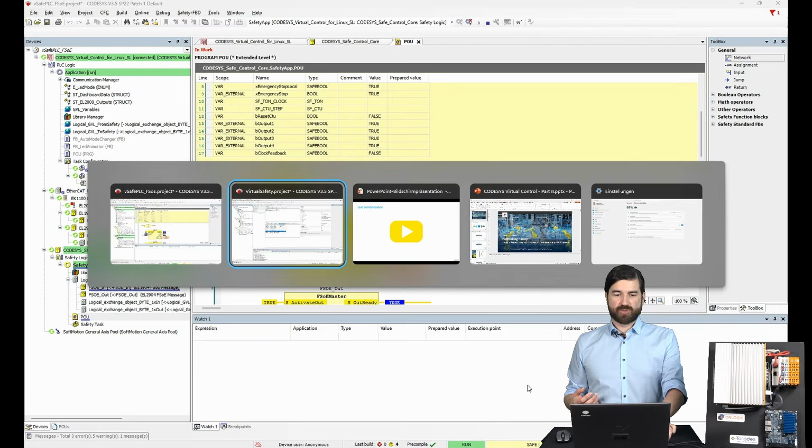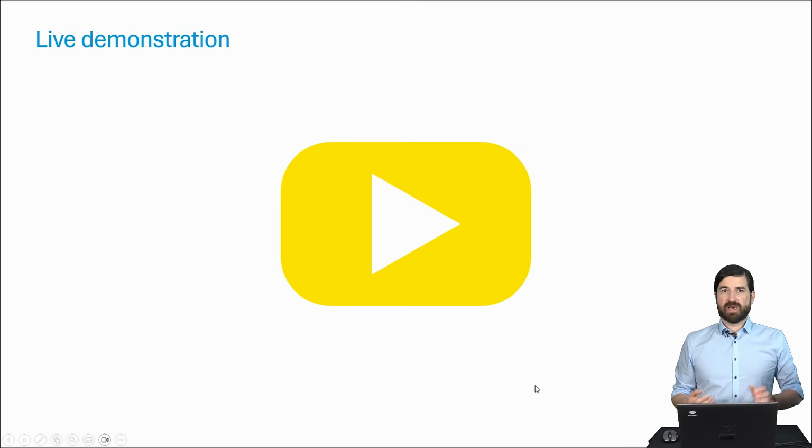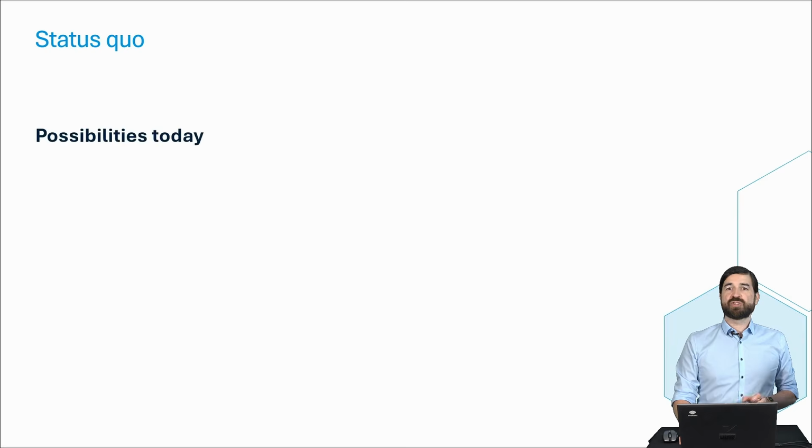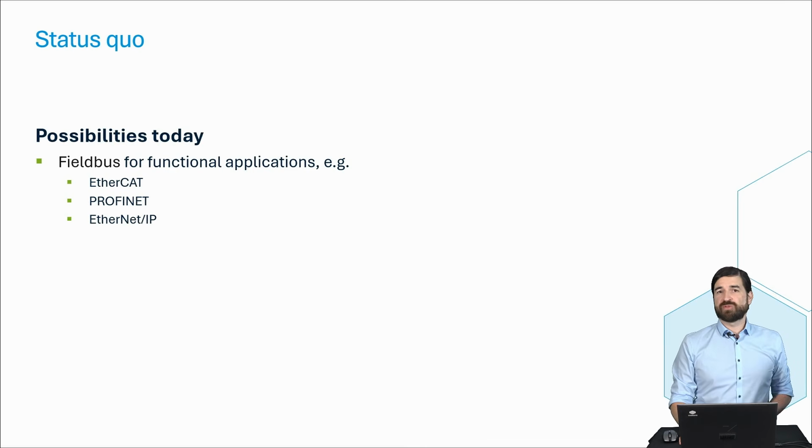I switch back to my presentation. And now that you've seen the virtual safe control in action, let me give you an overview of where things stand today and what's coming next. For functional applications, we support the major industrial fieldbuses, for example EtherCAT, Profinet, EtherNet/IP, and all the other fieldbuses and communication protocols that are supported by our regular PLCs or soft PLCs.